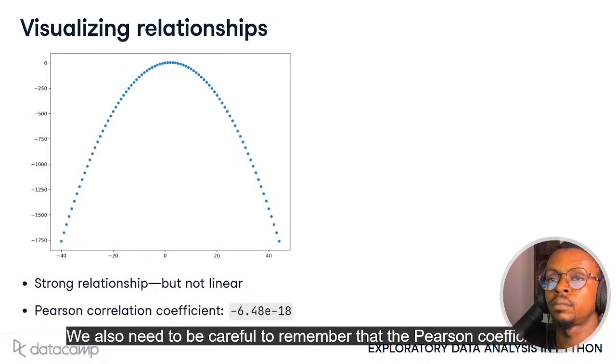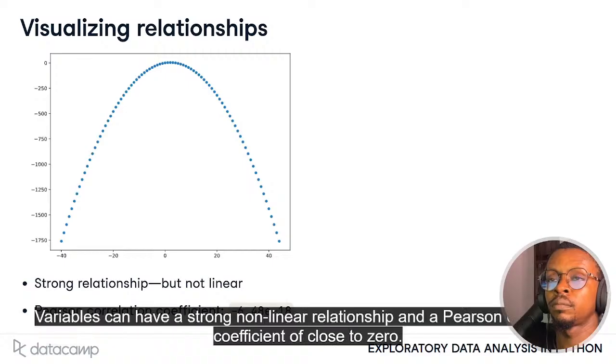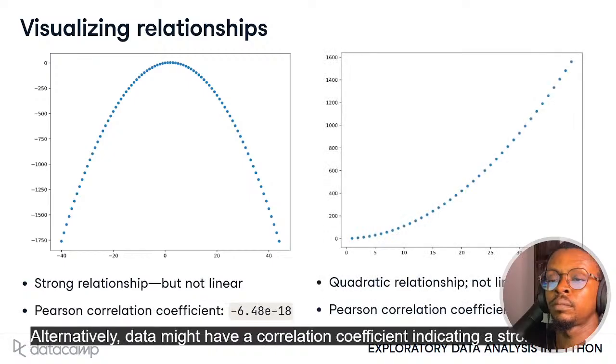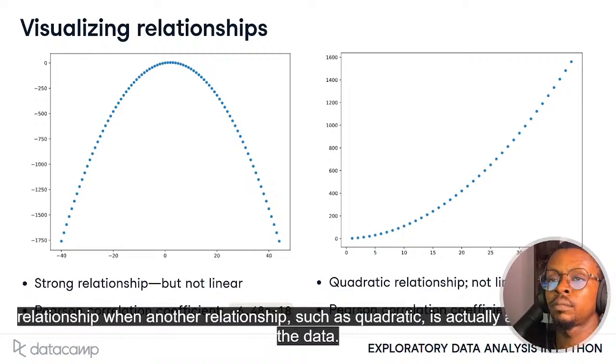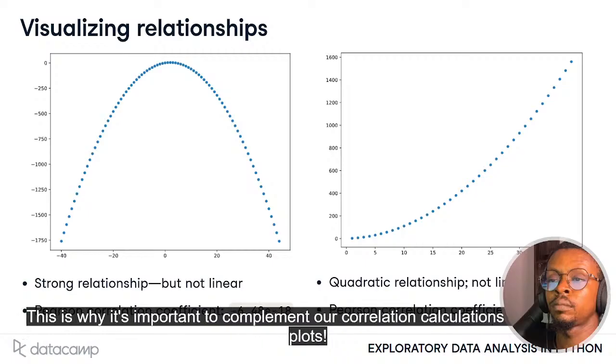We also need to remember that the Pearson coefficient we've been looking at only describes the linear correlation between variables. Variables can have a strong nonlinear relationship and a Pearson correlation coefficient close to 0. Alternatively, data might have a correlation coefficient indicating a strong linear relationship when another relationship, such as quadratic, is actually a better fit for the data. This is why it's important to complement our correlation calculations with scatter plots.